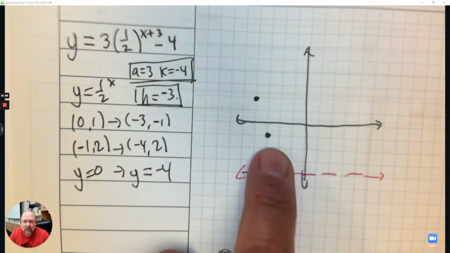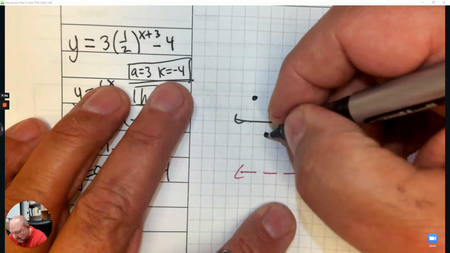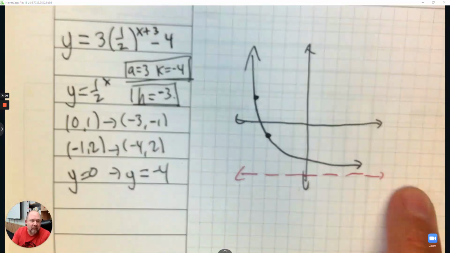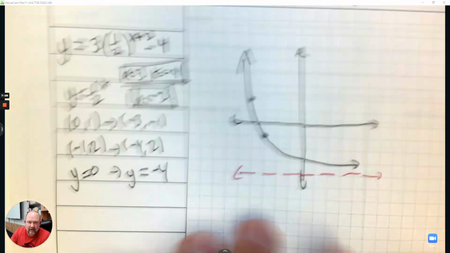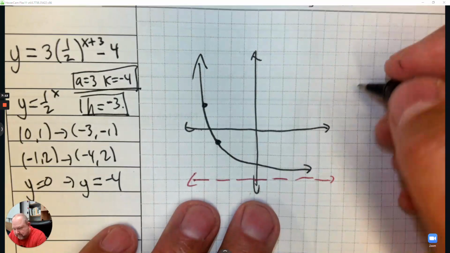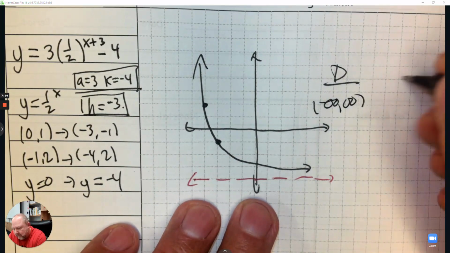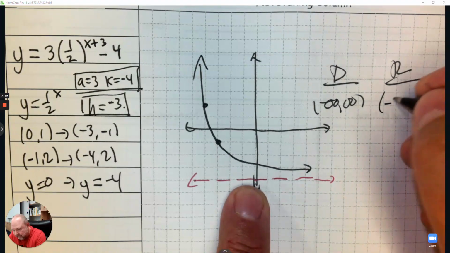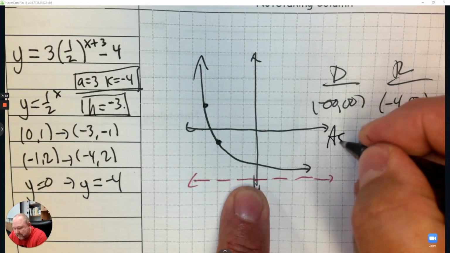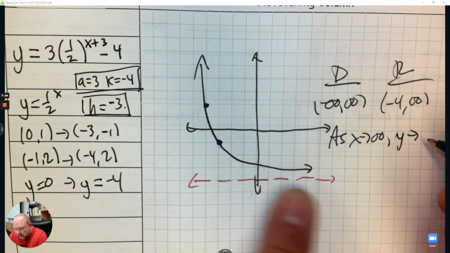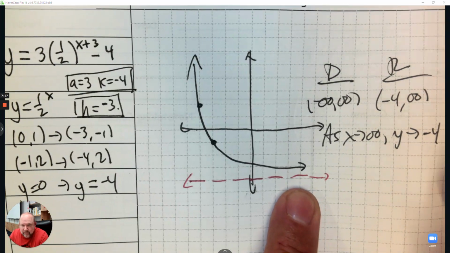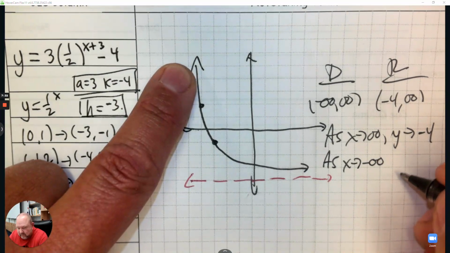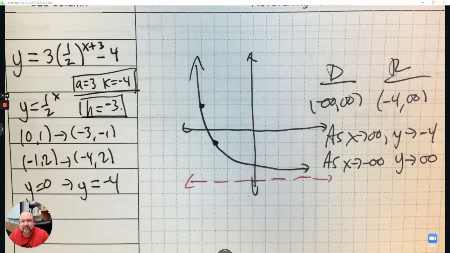So I plot the 2 points, double checking, make sure I do it right. So you can tell this is going to curve up to the left and it's going to curve down to the right. So one side's going to follow the asymptote, one side's going up. How would I analyze this? So the domain is always all real numbers. The range from the bottom to the top. So the bottom is the asymptote, which is -4 to infinity. And then the end behavior. So as x approaches infinity, the right end goes to the asymptote, which is at -4. As x approaches negative infinity, that's the left end behavior. That's going to infinity.